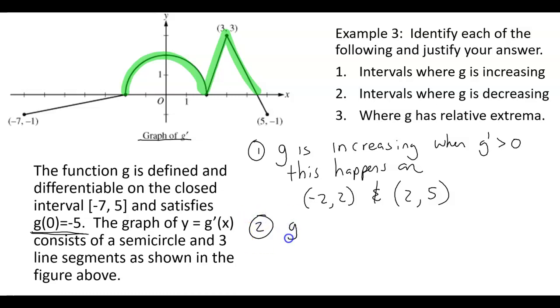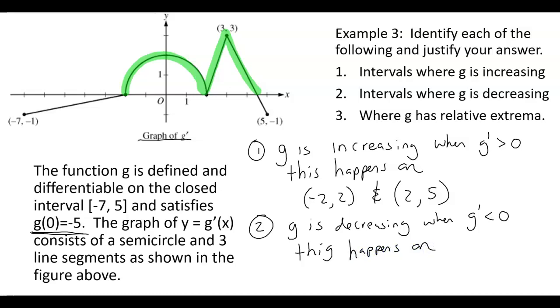Okay, the next one, number 2. G is decreasing. You guys got this by now, I'm sure. When G prime is less than 0. And this happens anytime our graph is below the x-axis, which happens on the following intervals. So that would be from -7 up to -2, and then from here to here. Now, that's an issue because where it's touching the x-axis is not clearly defined. So I'm going to show you what you can do with that situation. But let's do the left side. The left side's easy. We're going from -7 to -2. That's my first interval.